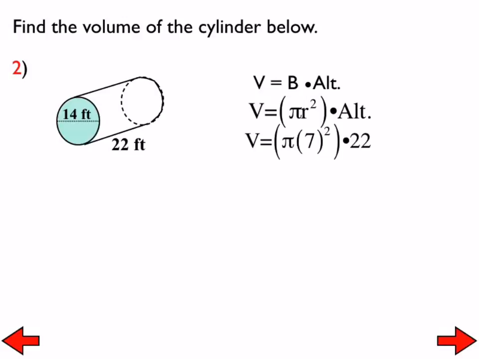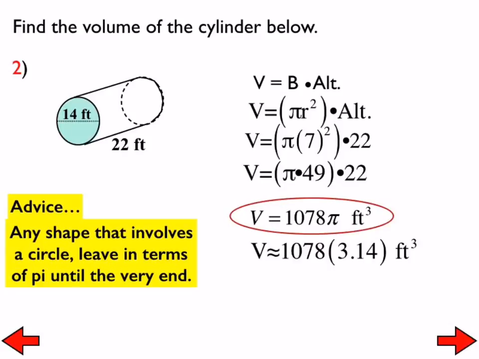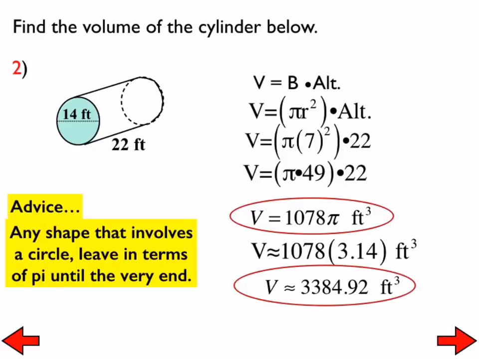So here's what we have. Pi times 7 squared times 22. 7 squared is 49. 49 times 22 is 1,078. So in terms of pi, our volume is 1,078 pi. Now we can officially multiply by 3.14 to find the decimal value, and that would be 3,384.92 cubic feet, and that is what pretty much everybody got.